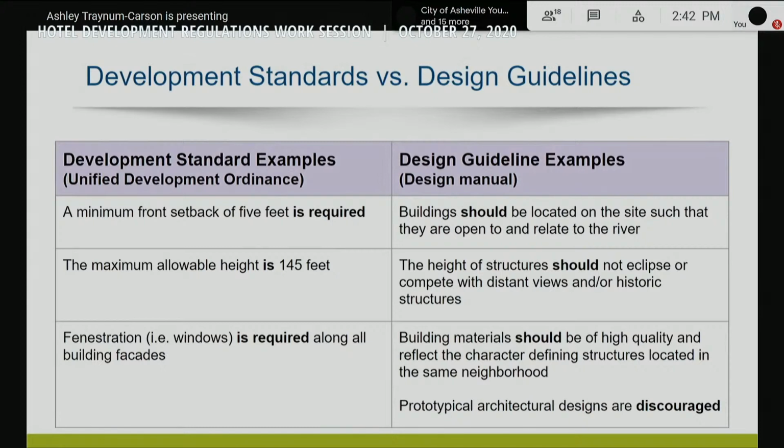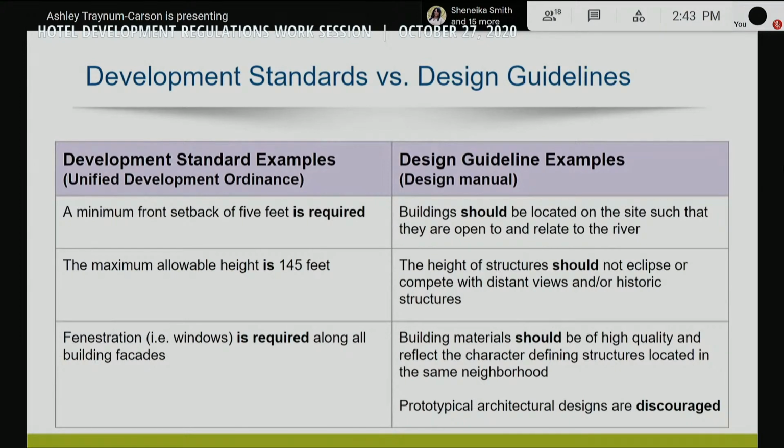We do feel that as a best practice, there are many cities throughout the country and even in North Carolina that do have separate design review commissions that do review projects for these more subjective type of design guidelines. We have a goal, though, with this is to improve the design of new hotels within the city. Another example of a development standard that would be found in our zoning code is that the maximum allowable height is 145 feet. That's the maximum height. You can't exceed that.